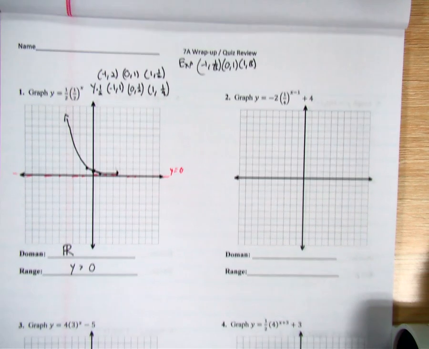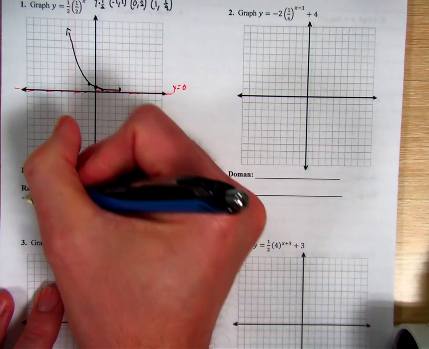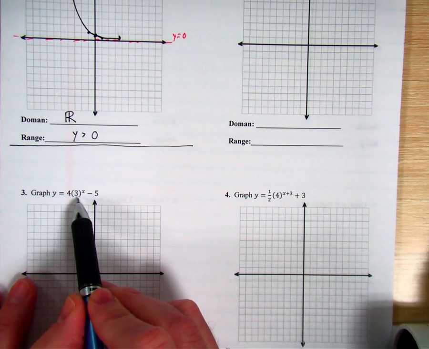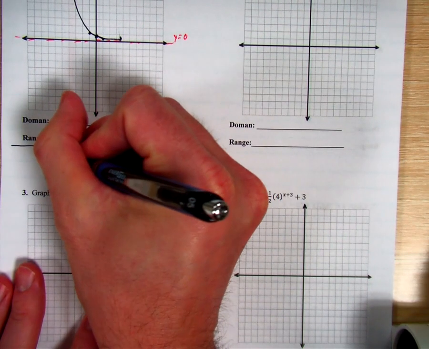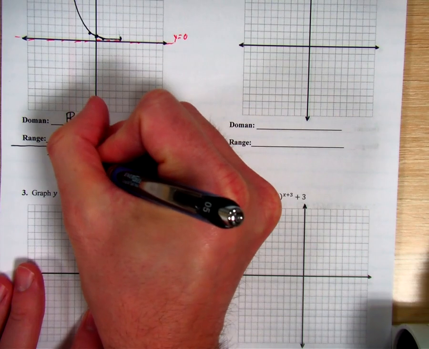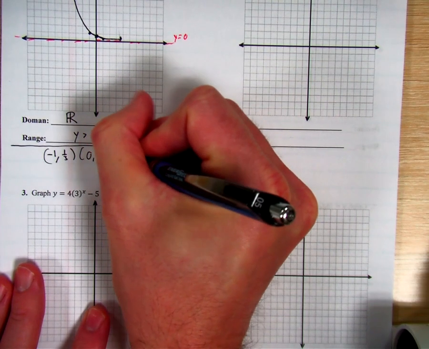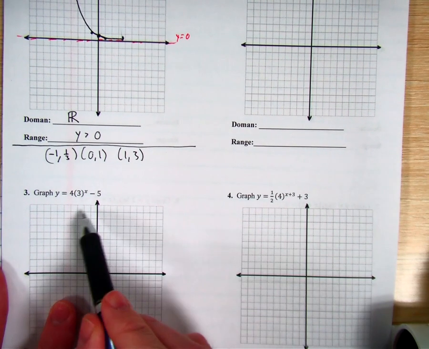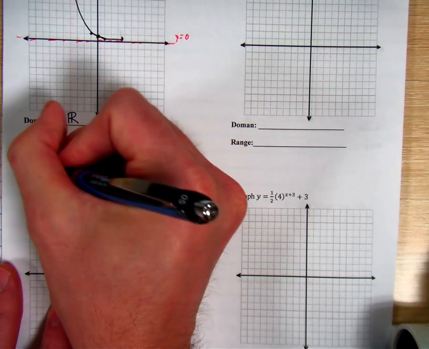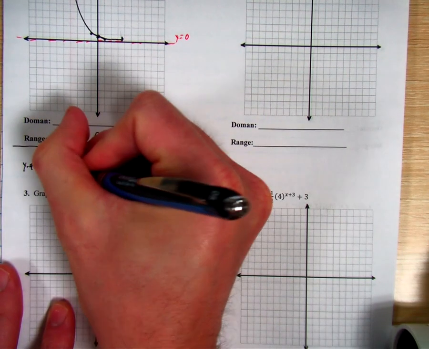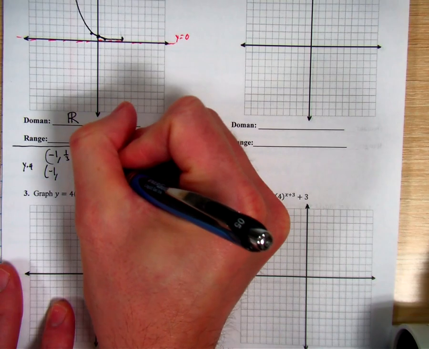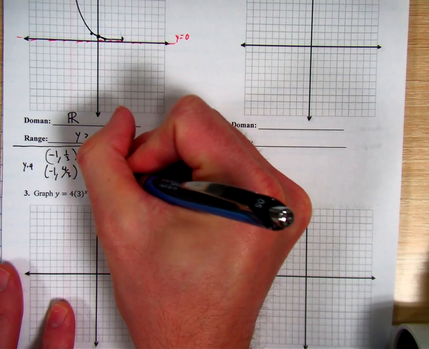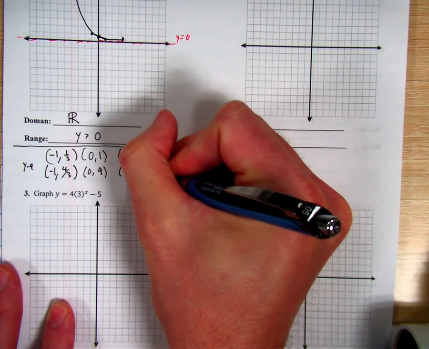Alright, let's do number 3. Okay, number 3, our base number is 3. So we'll have negative 1, comma 1 over 3, 0, comma 1, 1, comma 3. Then we have a 4 times multiplier. So y's times 4: negative 1, comma 4/3, or 1.3 repeating, 0, comma 4, 1, comma 12.